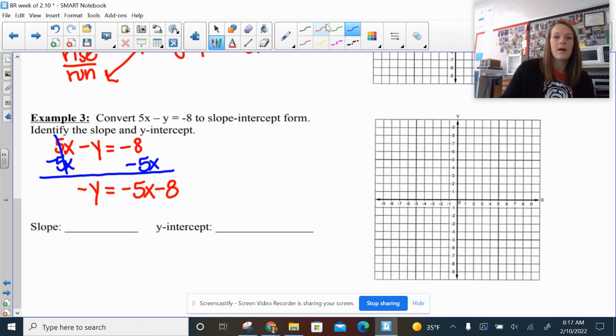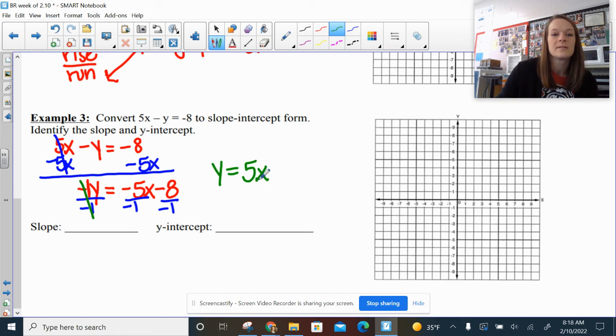All right, and now, if you have just a negative y, remember that's a negative 1. So we're going to divide the entire problem by negative 1. Those will cancel. Negative 5 divided by negative 1 is positive 5. And negative 8 divided by negative 1 is positive 8. So my slope is 5, and my y-intercept is 8.